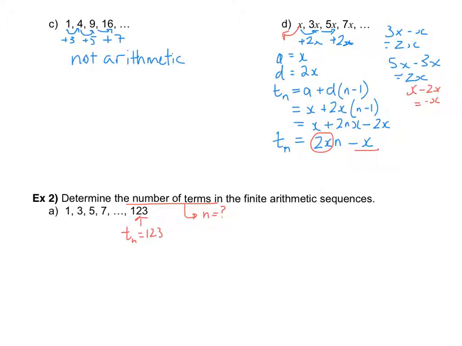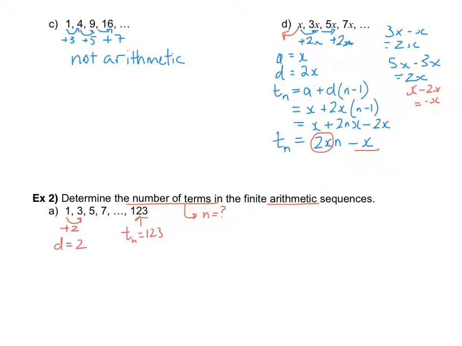Now, if I look at this, I can figure some things out here. It told me it was arithmetic, so I know that I should be adding or subtracting a constant amount every time. It looks like I'm adding 2. 3 take away 1 is 2. 5 take away 3 is 2. So I know my common difference is equal to positive 2, or my slope is positive 2.